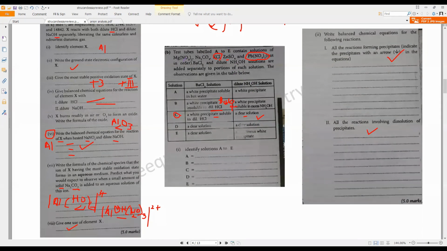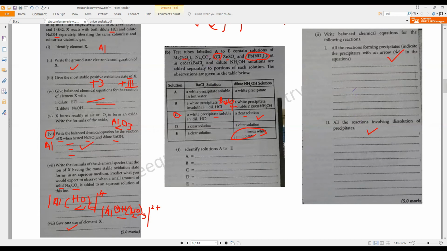And we are remaining only with magnesium nitrate, which forms a clear solution, and a gelatinous white precipitate, which is magnesium hydroxide, that is going to precipitate out. So you can write down the reaction. That is what they have expected here in part 2. First, you need to identify the solutions. So A is lead nitrate, B is zinc sulfate, C is sodium carbonate, D is KCl, and E is magnesium nitrate. So all these are given.